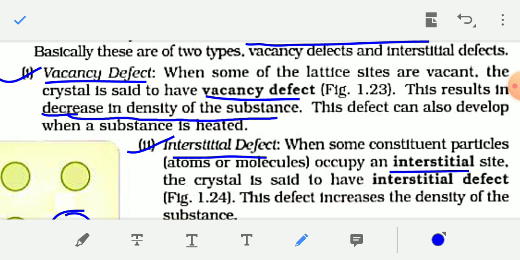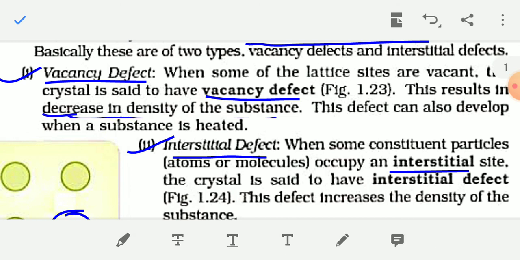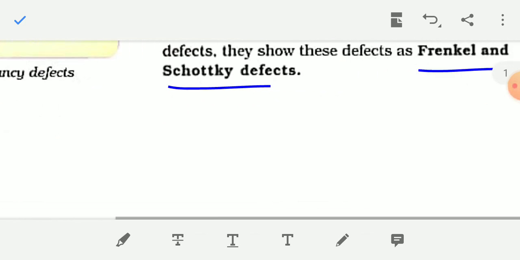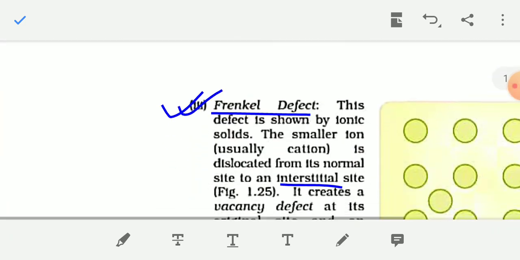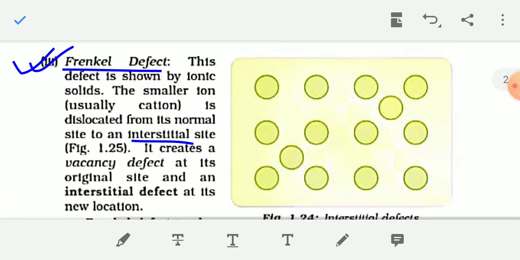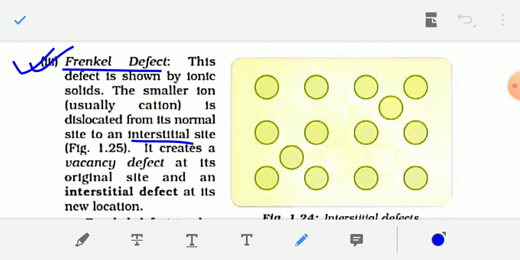And second type of stoichiometric defect is interstitial defect. An interstitial defect looks like this. Here it is given. This is interstitial defect. Some constituent particles are present in the interstitial empty sites within the crystal lattice. Okay, they are displaced from their own position.